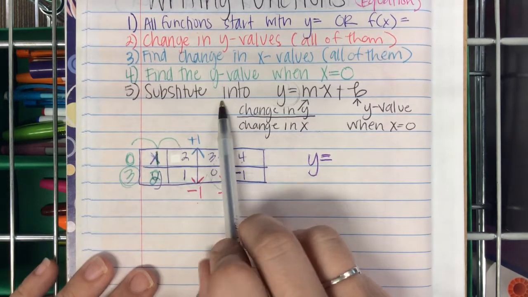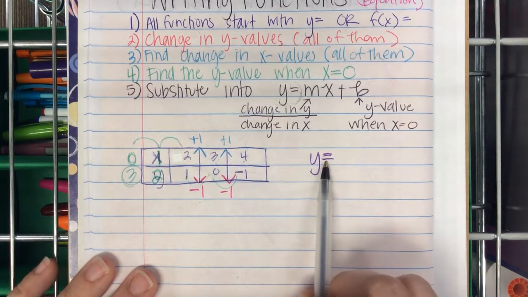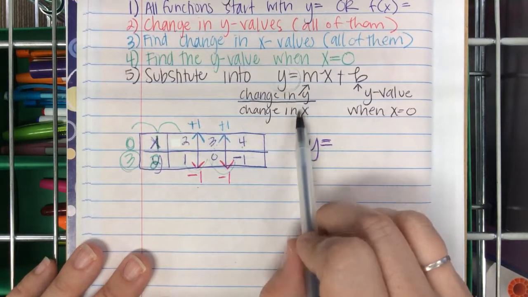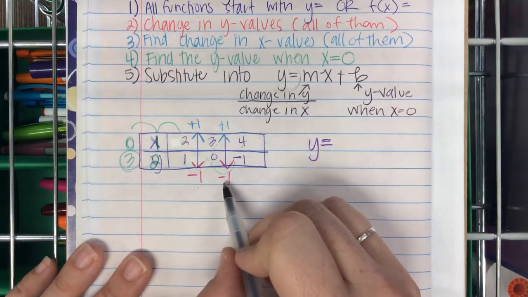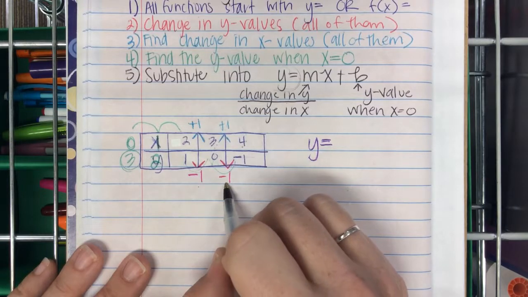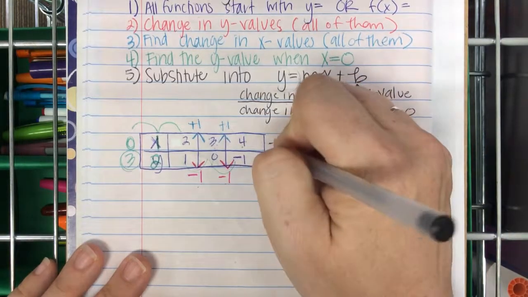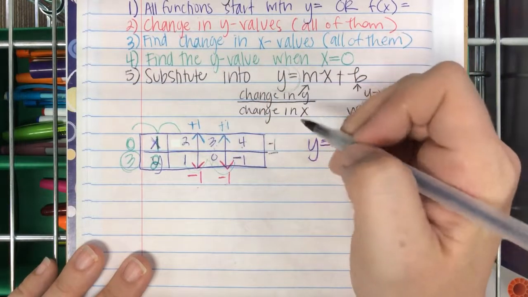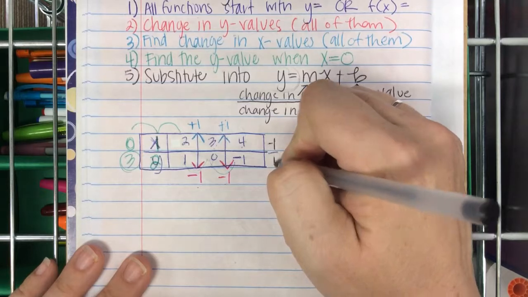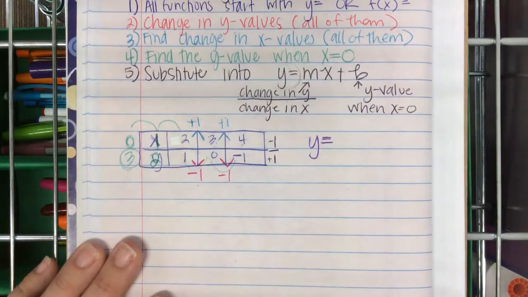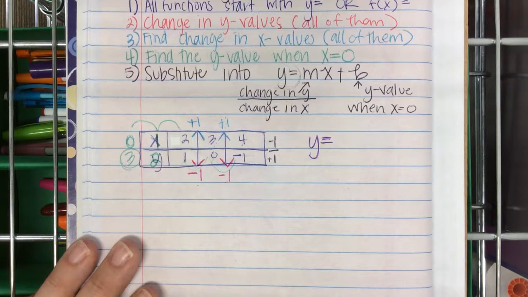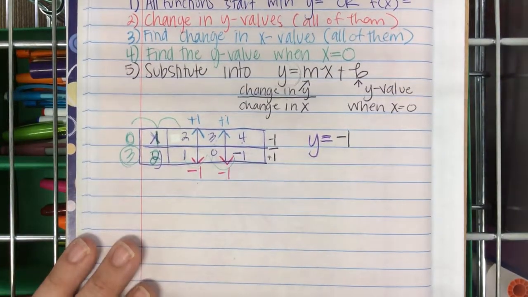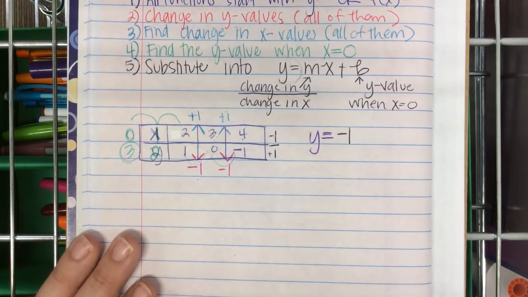Now I substitute into my problem. I have y equals m, which is my change in y over change in x. What is my change in y? -1. Over, what's my change in x? +1. What does that simplify to? -1 over +1, Zach? -1. If you want to keep it as a fraction, can you? Yeah.